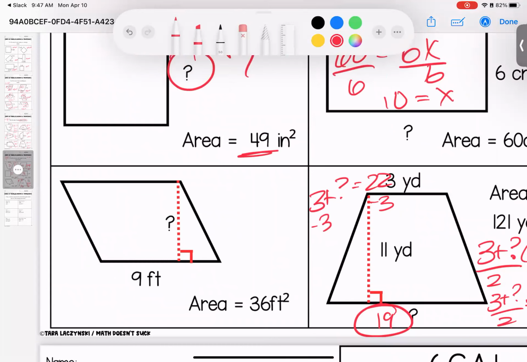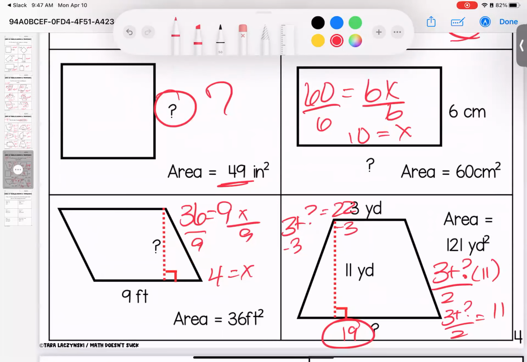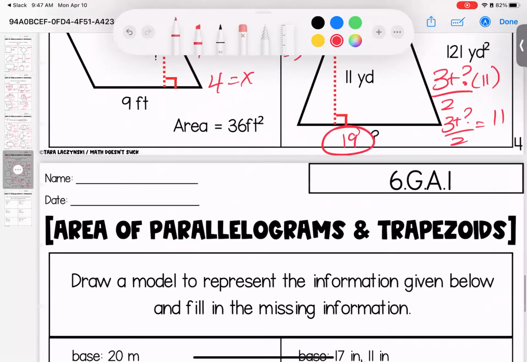And then our last one, we need base times height. I know 36 is equal to 9 times a number. Divide both sides by 9. X is equal to 4. All right, questions on these? I know this is a lot of algebra thinking, but any questions, bring them with you to class.